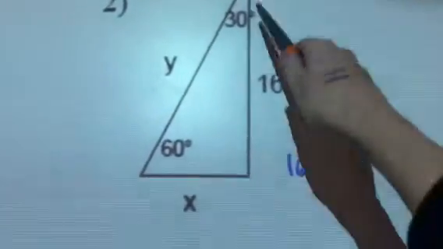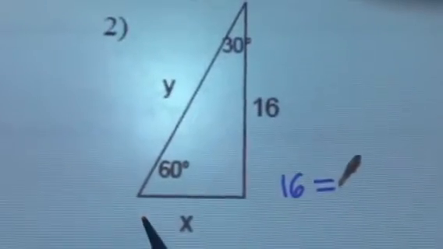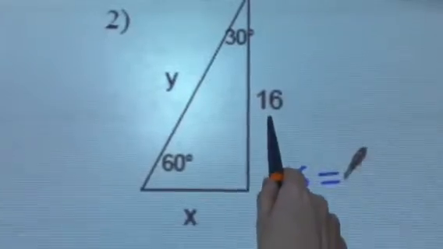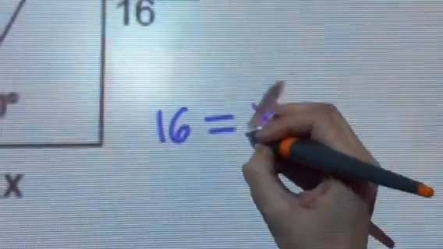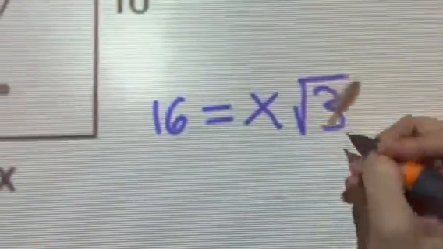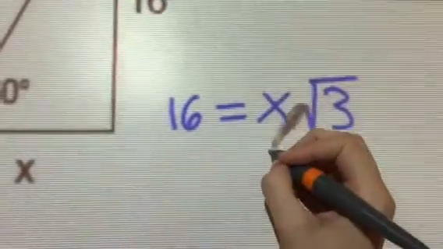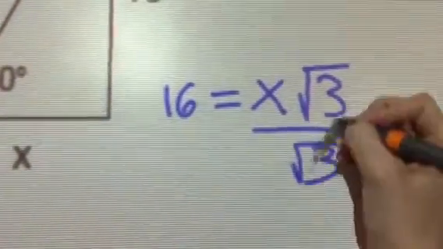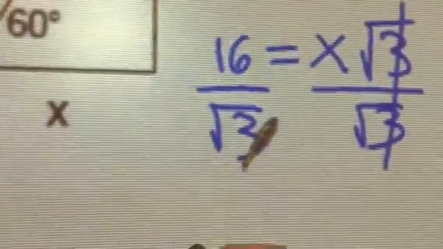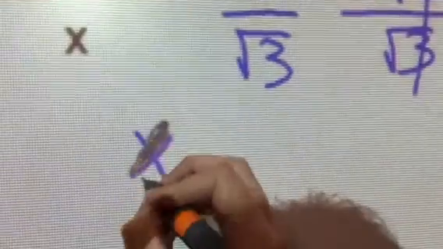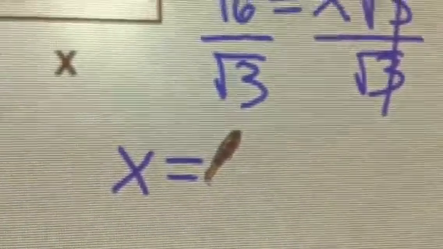Now I know my long leg is always equal to my short leg times the square root of 3. So I'm going to write that down. I'm going to say 16 equals x times root 3. Just like that. Now I have a little equation I can use to solve for x. So I simply divide both sides by root 3. That cancels out. Do the same thing over here. I'm going to rotate all that around. So we get x equals 16 over root 3.